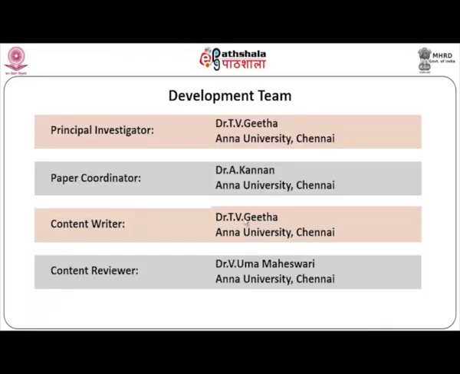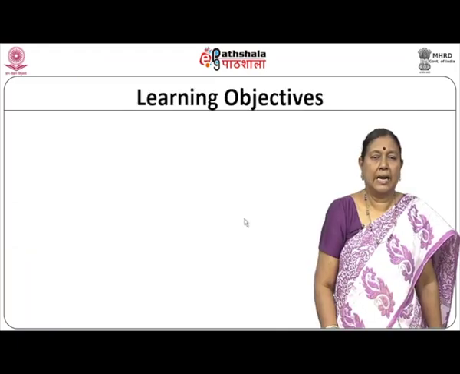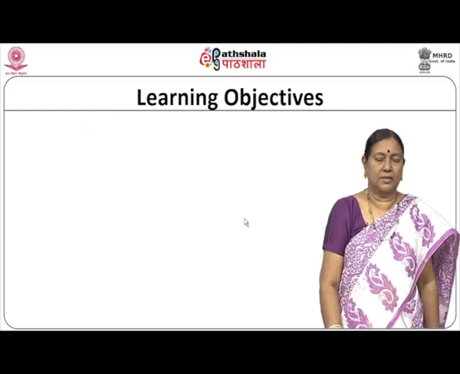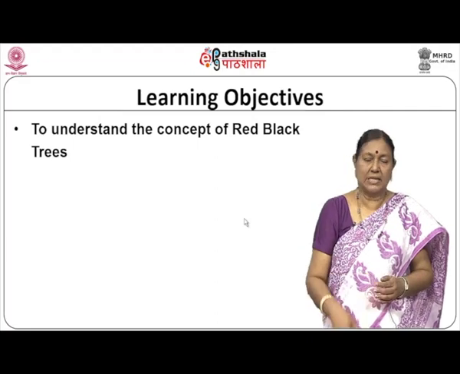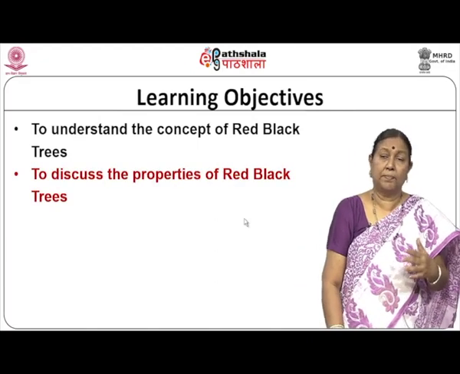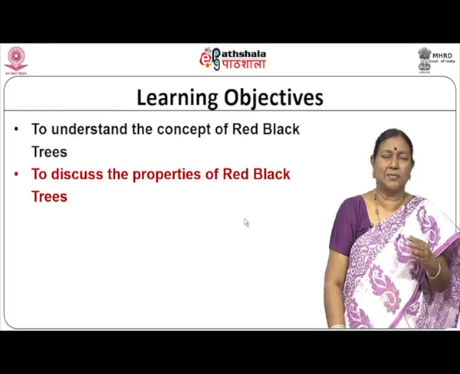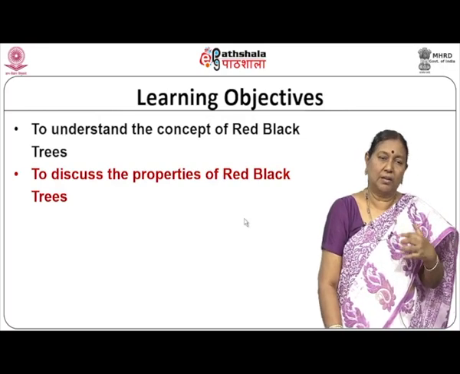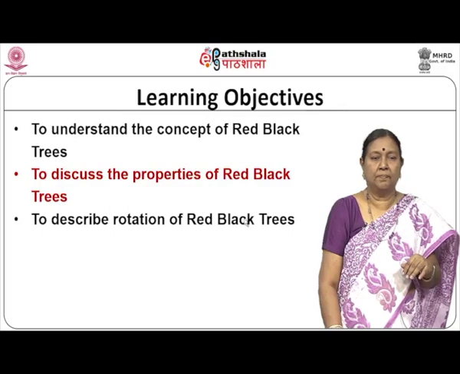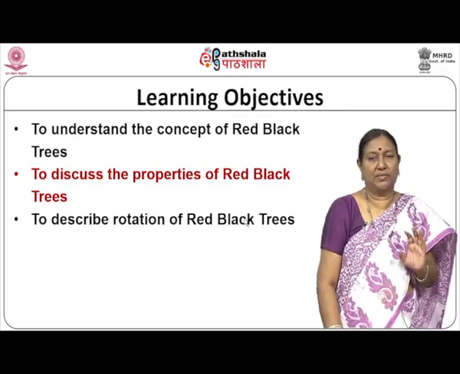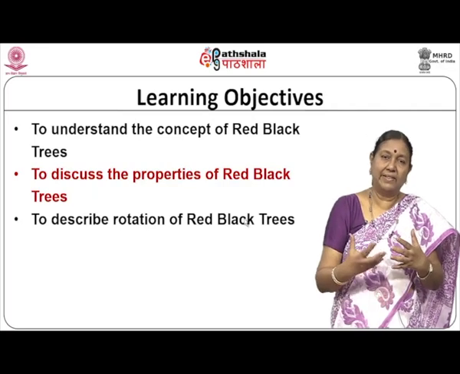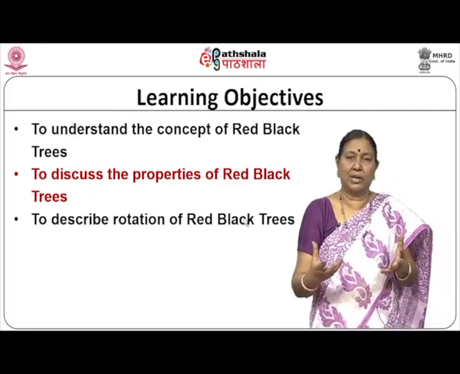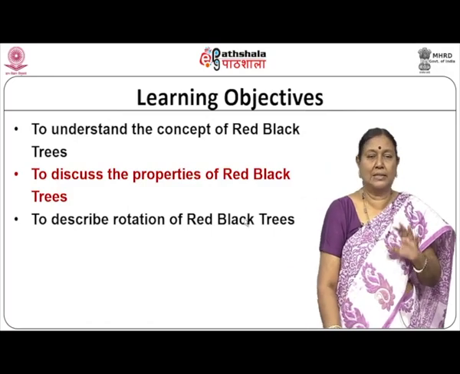So, this module, these are the people responsible for the development of these modules, and let us look at the learning objectives of this module. So, first we are going to understand the concept of red black trees, then we are going to talk about the properties of red black trees, because this concept is a slightly different concept. So, we are talking about concept separately and properties separately. Again we are going to talk about rotation in red black trees. So, here again we have the same thing. When we have an imbalance, we will try to do rotation to get a balance, that remains the same, but the way we do it is different in red black trees.